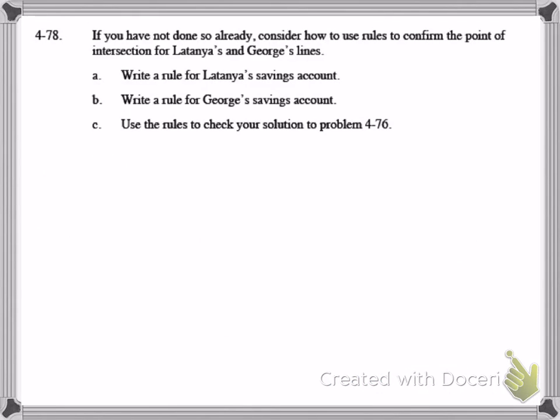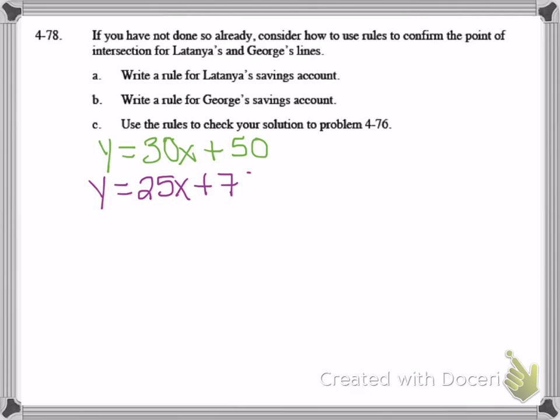Now that graph took a lot of time, but what if we were able to solve for the point of intersection and find the answer a lot faster? In order to do so, we need to take Latanya's equation, y equals 30x plus 50, and we need to take George's equation, y equals 25x plus 75.